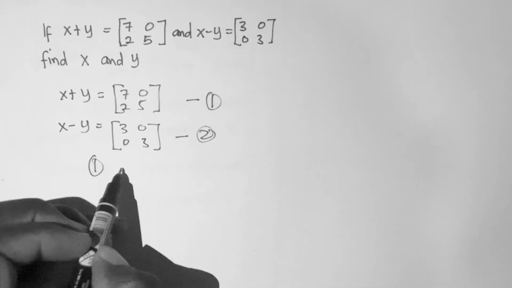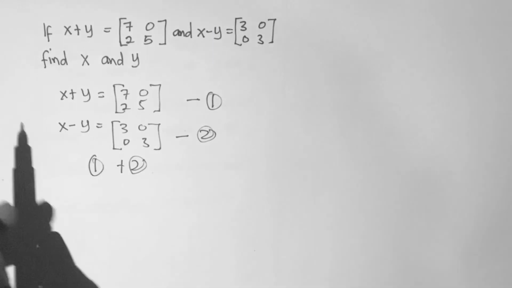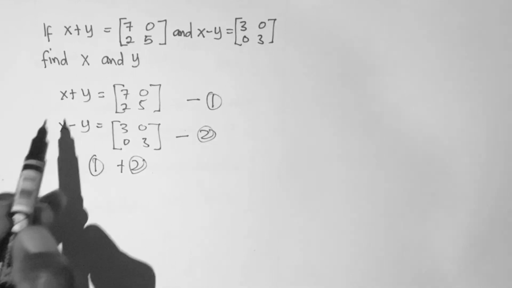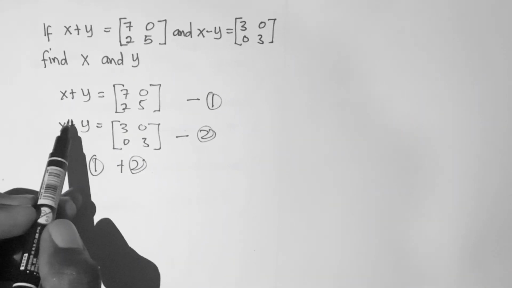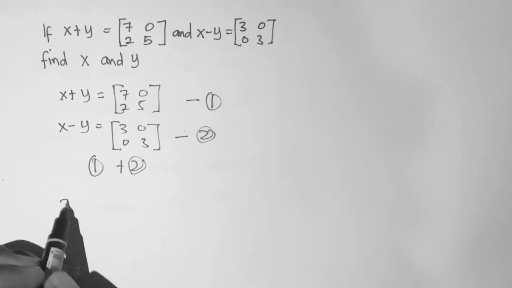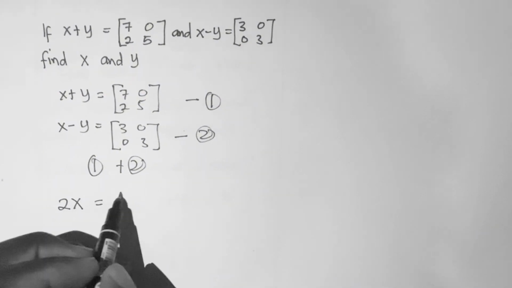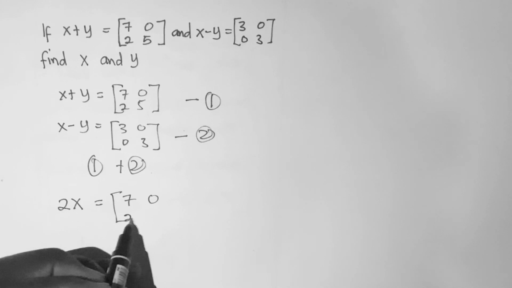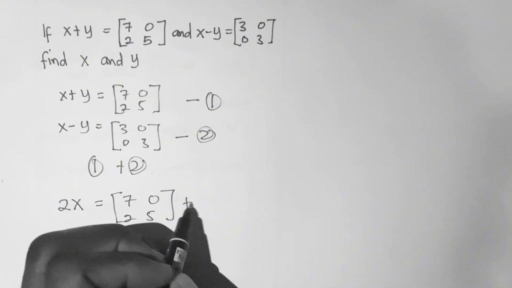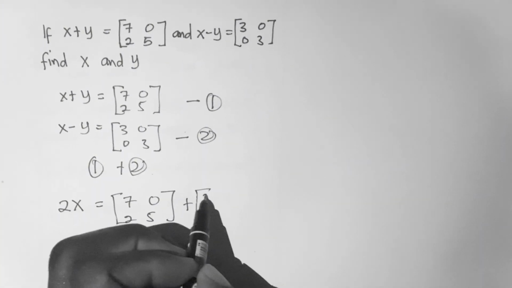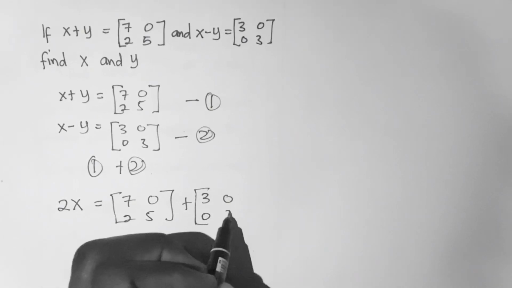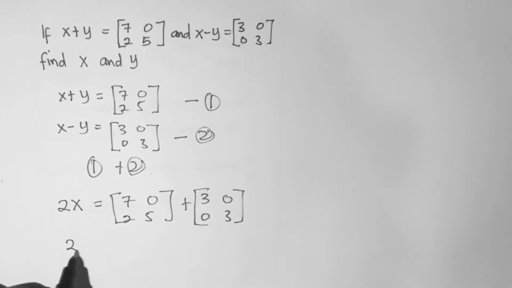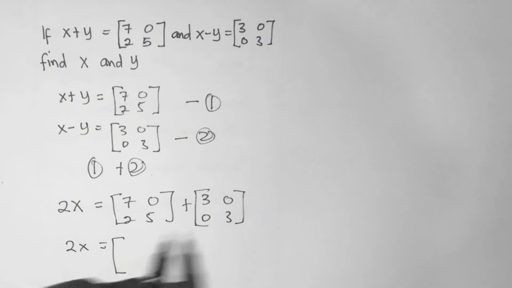So let's add equation 1 and equation 2. Why? Because here plus y minus y will go to 0. X plus x is 2x, so we now have 2x equals, in one bracket, 7025, then plus, in another bracket, 3003. So 2x is equal to, now let's add this.